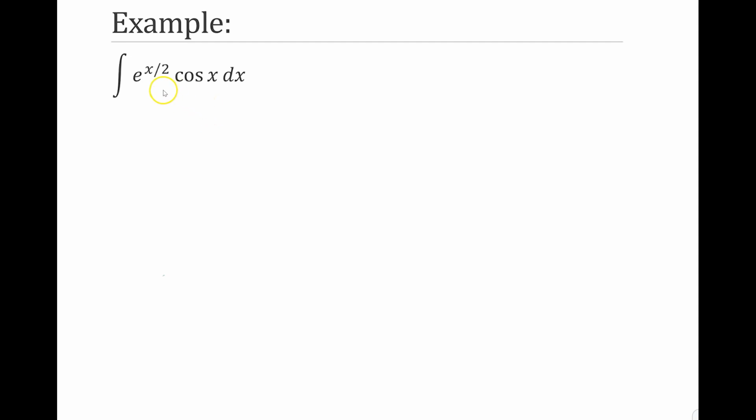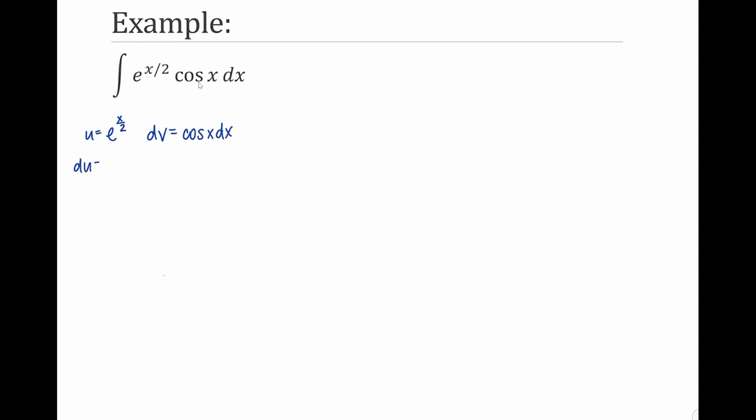What we're going to go ahead and do is actually let either function be u and the other one be dv. So in this case, there's not really a better or worse option. Usually we want to pick the u to be a function that's easily differentiated and the derivative is nicer than the previous function, but exponentials, cosines, they're going to look very similar in their derivatives and integrals, so it doesn't really matter which one we choose. I am going to go ahead and let my u equal e to the x over 2 and my dv be cosine x dx.